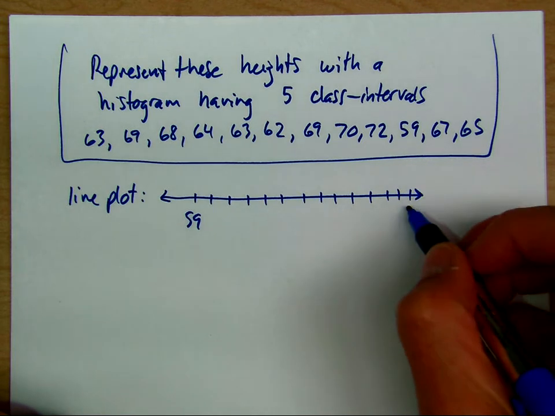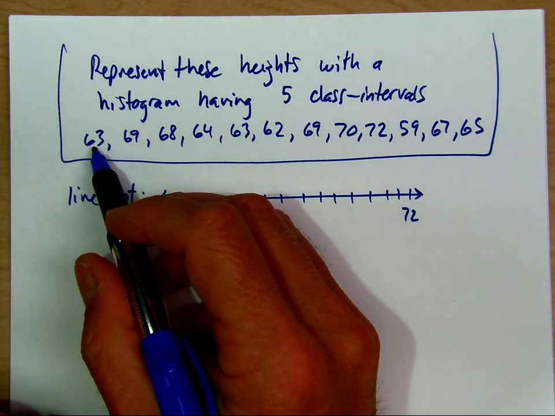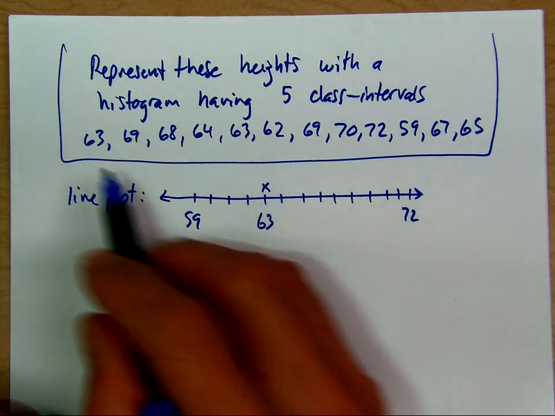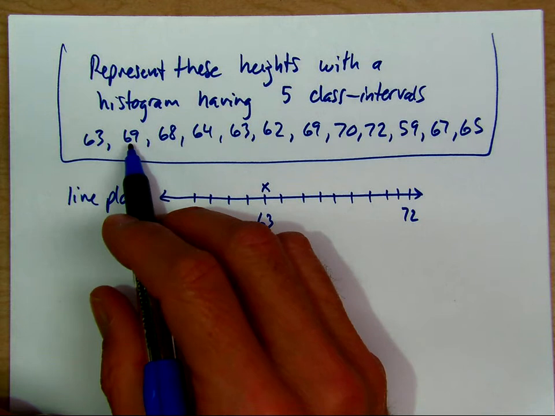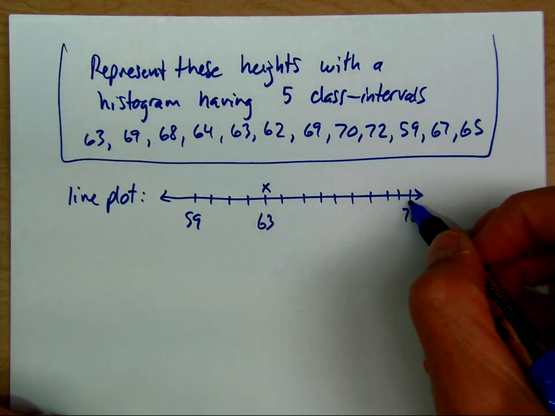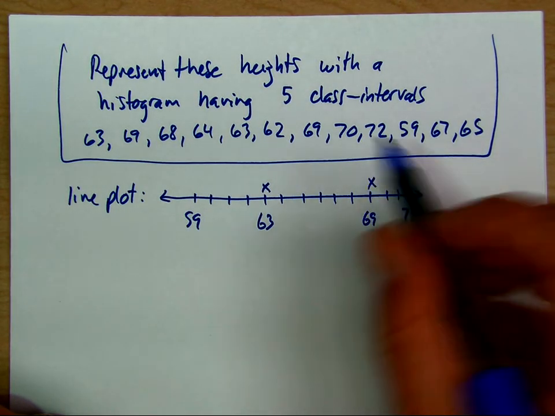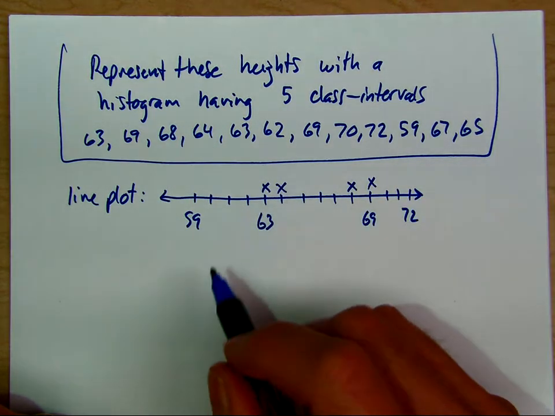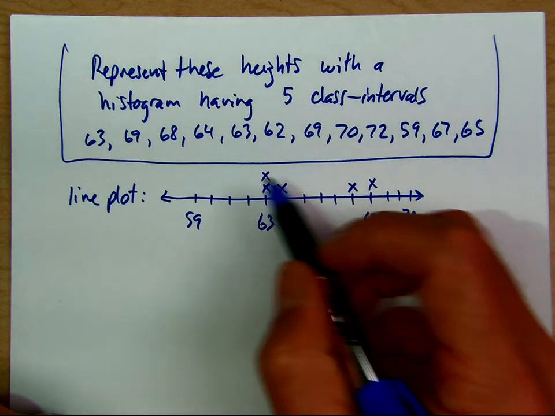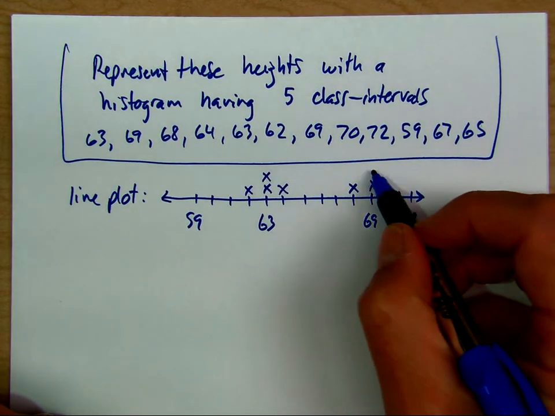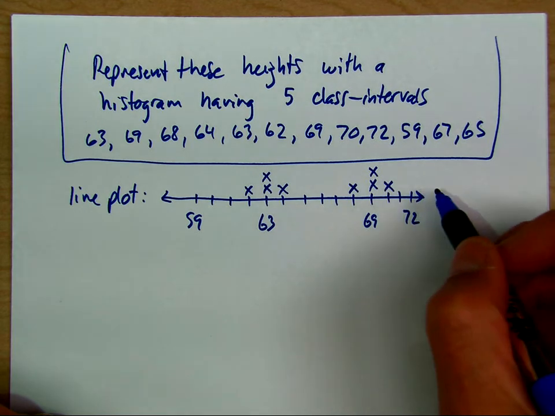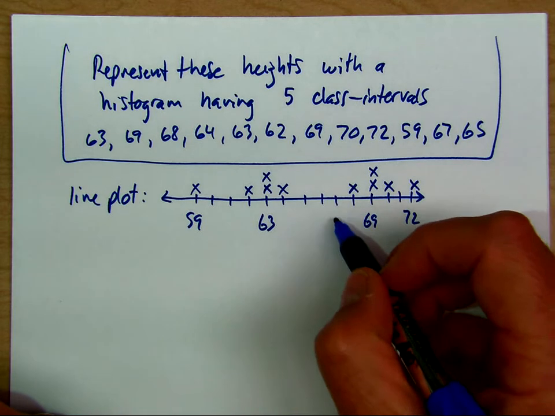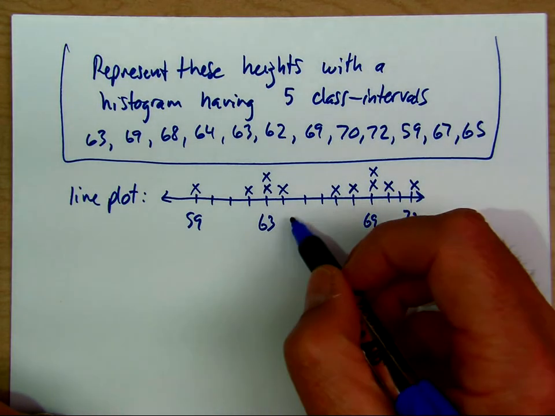So we have to go out to 72. And then we just start looking: 63, 59, 60, 61, 62, 63. There is a value of 63, and then we'll go to 69. This is 72, 71, 70, 69 has a value. 68, 64, 63 again, 62, 69 again, 70, 72, 59, 67, and 65.